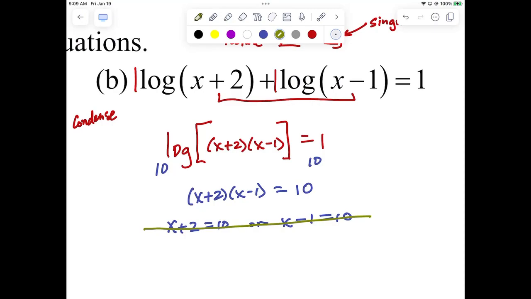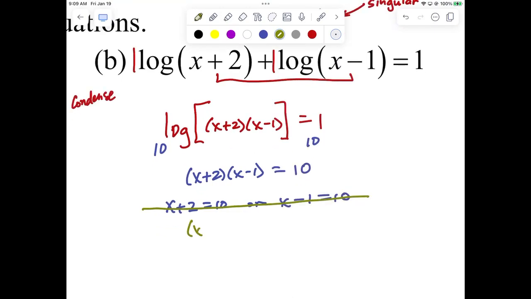So, what do I have to do instead? Subtract the 10. So I get x plus 2 times x minus 1 minus 10. And then what? It equals 0. But now it's no longer factored. I got 2 terms. Foil it. We got to expand it out and combine like terms.